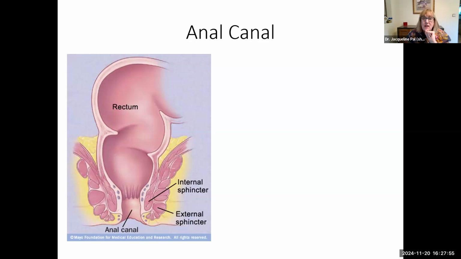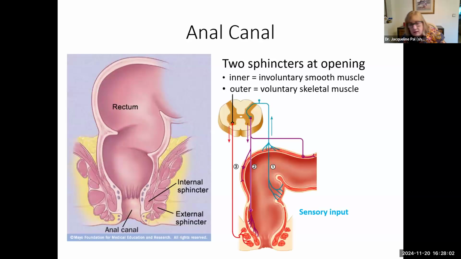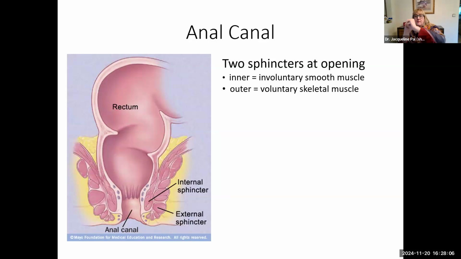And here's what's very interesting. The sphincter that is directly around the rectum itself is involuntary smooth muscle. And then there's another sphincter that goes around that is skeletal muscle. So we have both involuntary and voluntary muscle down there, right at the anus.